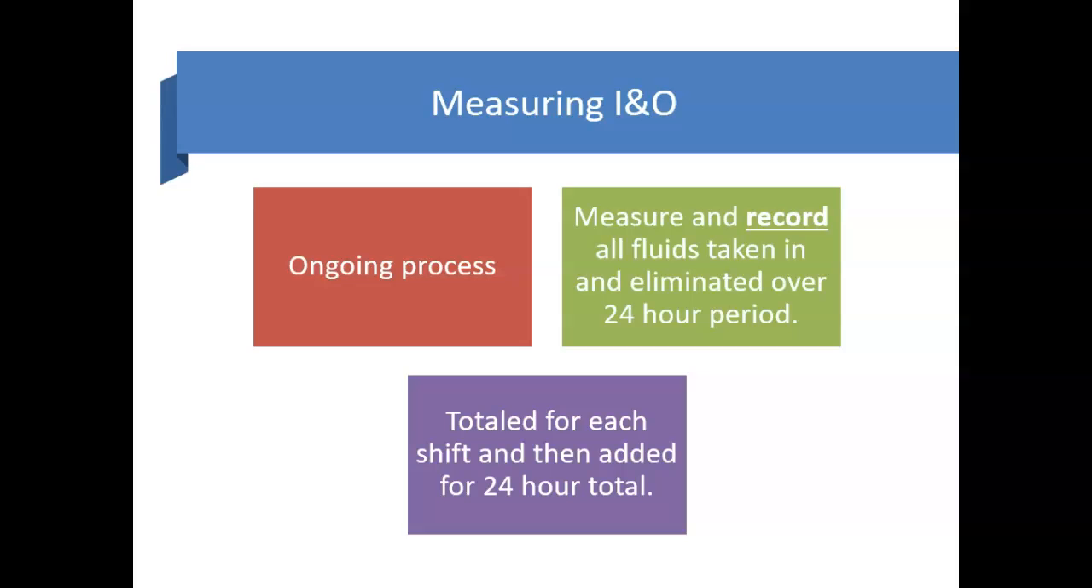Measuring I&O is an ongoing process. Measure and record all fluid taken in and eliminated over a period of 24 hours. It is totaled for each shift and then added for a 24-hour total. Now, in the hospital setting, almost everybody is going to be on intake and output, so that's something you definitely have to be aware of. In a nursing home, the only ones who are on intake and output are usually somebody who's on an IV or has a Foley catheter, or is on a fluid restriction.